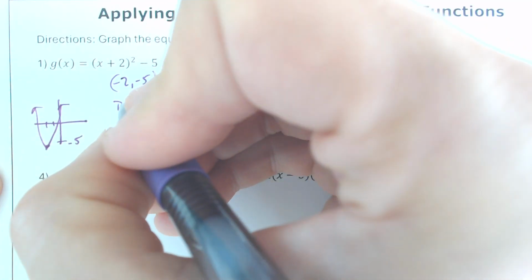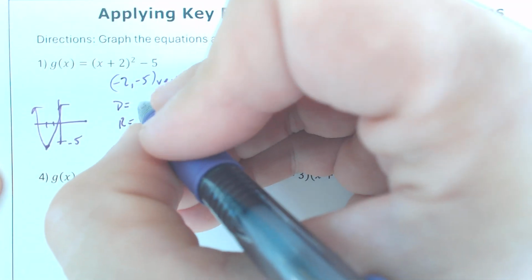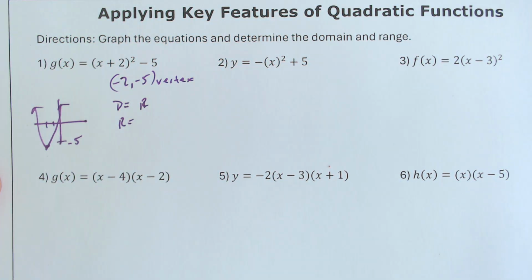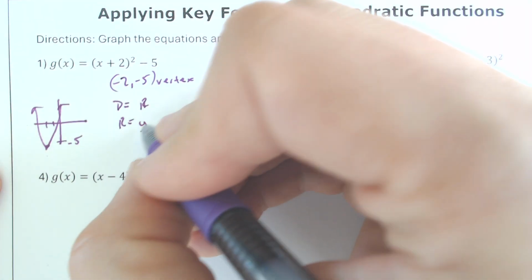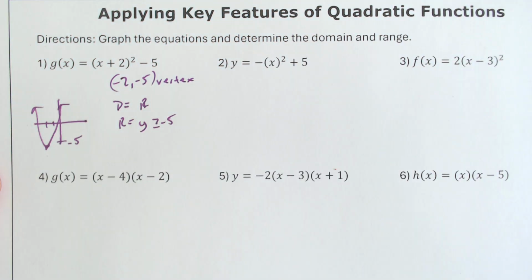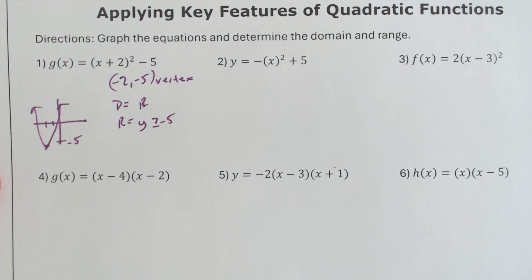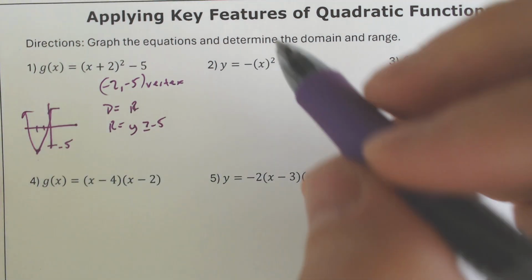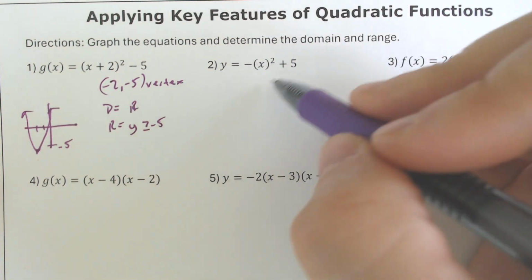But what would the domain and the range be? The domain is all real numbers because it goes left and right forever. But the range would be y is greater than or equal to -5 because that is where the y value of the vertex is. All right? Number 2, we also have vertex form.